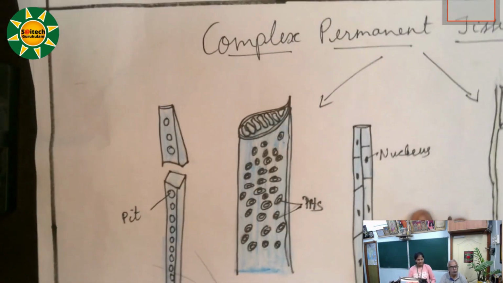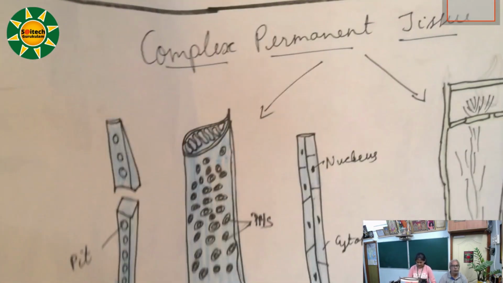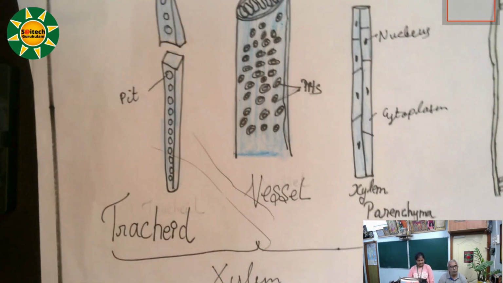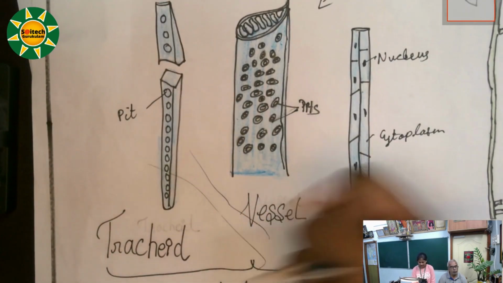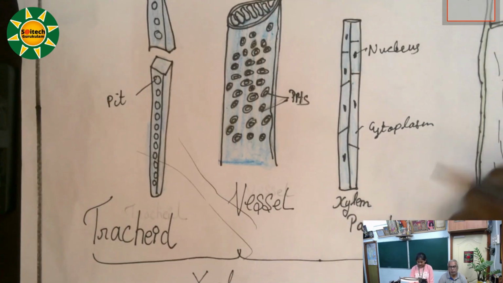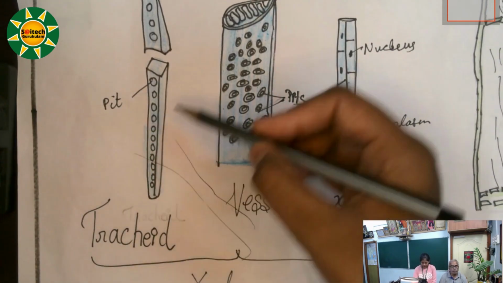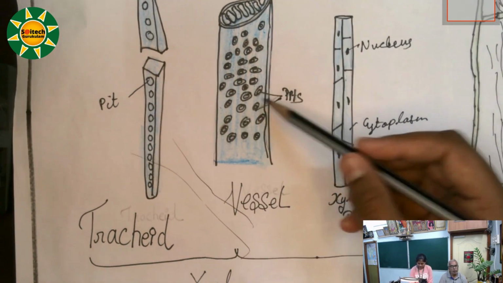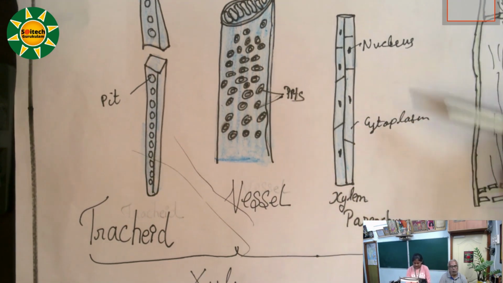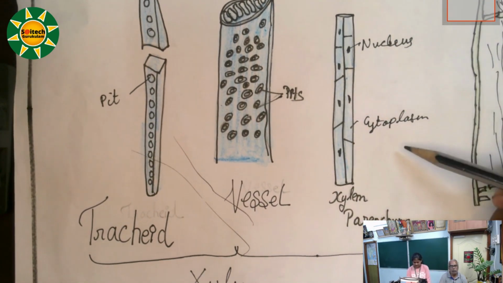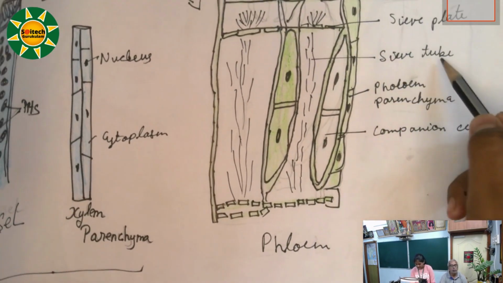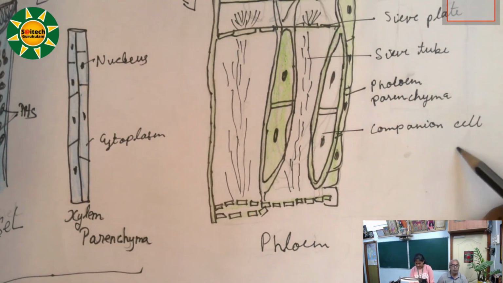And next, we have two diagrams of xylem and phloem. So the complex permanent tissue has two major things, and this is the one part that is trachea of xylem, this is the vessel part of the xylem, and this is the xylem parenchyma. In trachea there is a hole-like structure which is called pit, and in vessel also pits occur, and in xylem parenchyma only the nucleus and cytoplasm are there. And in phloem we have sieve plate, sieve tube, phloem parenchyma, companion cell.